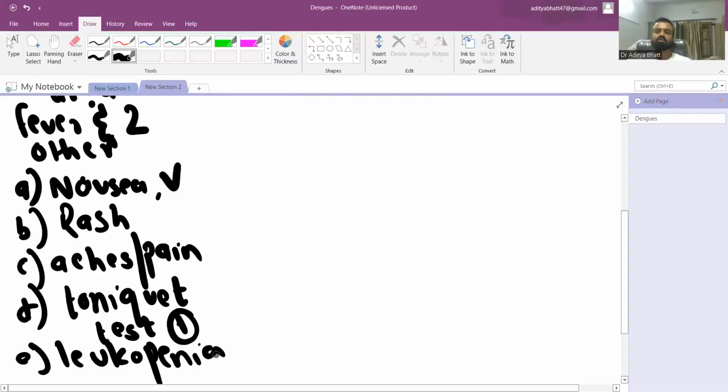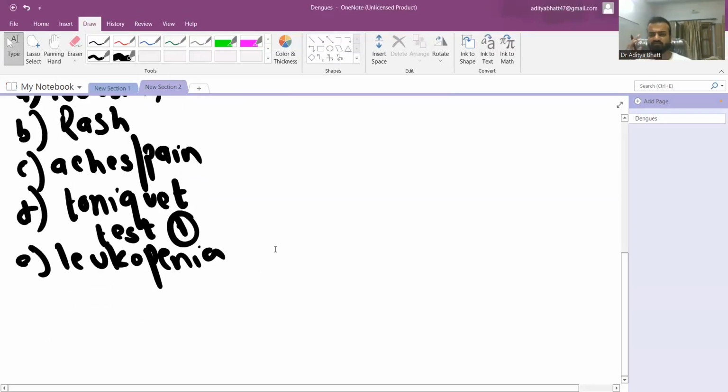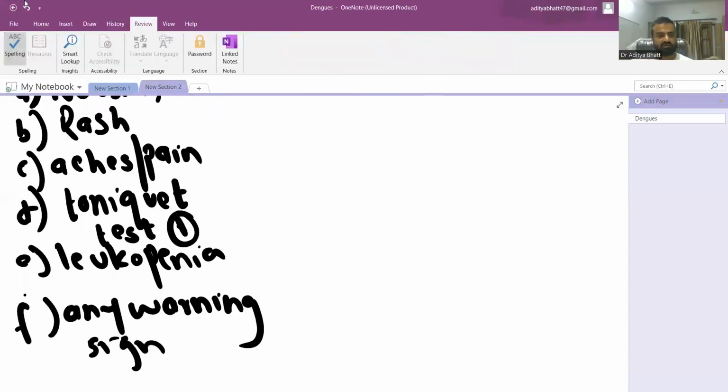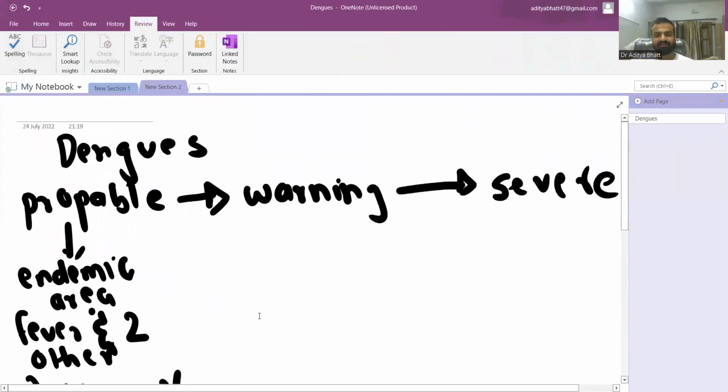Commonly we see thrombocytopenia, and we usually use thrombocytopenia as a marker of severity of dengue, but the thing in the criteria is leukopenia and not thrombocytopenia. And if any warning sign is present, A, B, C, D, F, so if any two of these, A to F, are present, you can consider that the patient has a probable dengue infection.